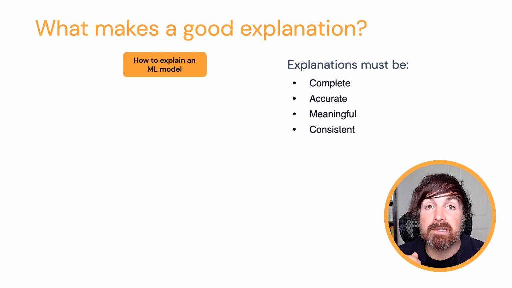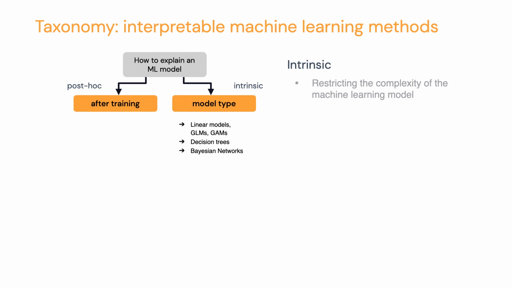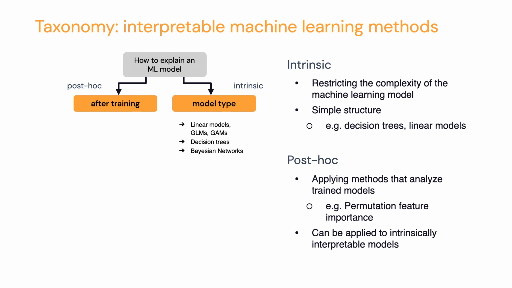Let's now build out a taxonomy to organize the large number of ML interpretability methods. Post hoc or intrinsic. This criterion distinguishes whether interpretability is achieved by restricting the complexity of the machine learning model, known as intrinsic, or by applying methods that analyze the model after training, known as post hoc.